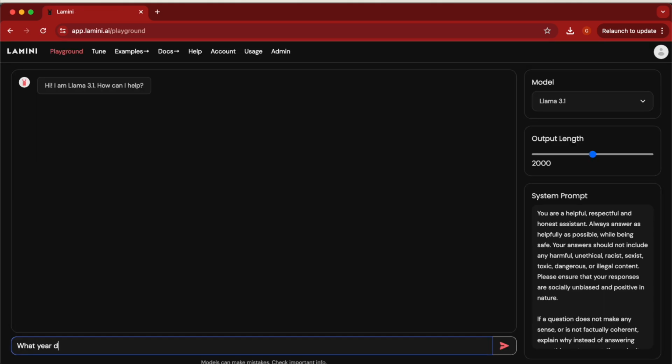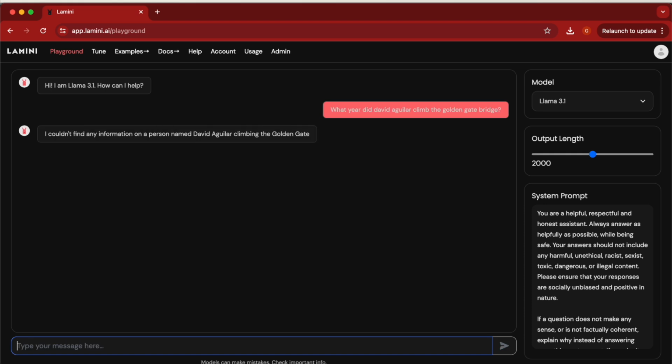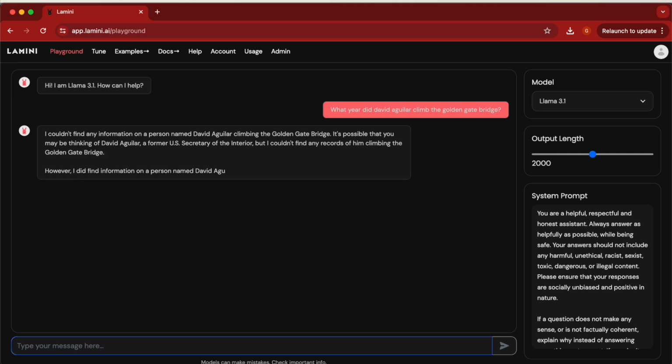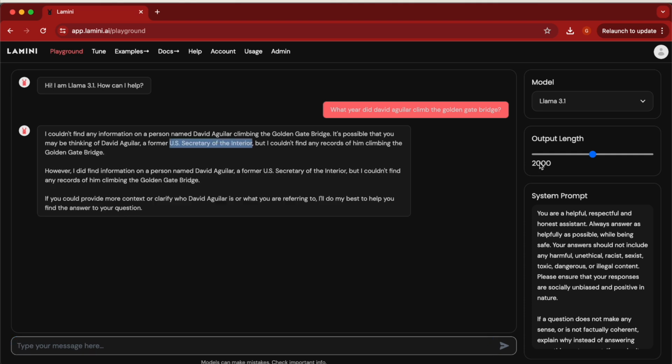What year did David Aguilar climb the Golden Gate Bridge? And the model doesn't really know about it. How do we remove these hallucinations? How can we teach it new information? Let's look at that next.